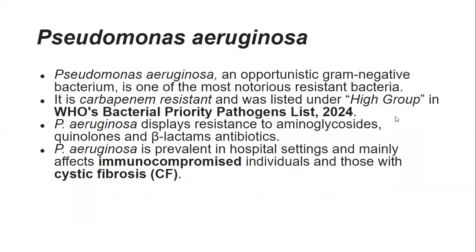Pseudomonas aeruginosa is an opportunistic gram-negative bacterium that was listed in 2014 by WHO in the high priority group, and it is resistant to most of the first-line antibiotic drugs. It mainly affects immunocompromised individuals and those with cystic fibrosis. So we chose Pseudomonas aeruginosa as our bacterium because it is a menace.